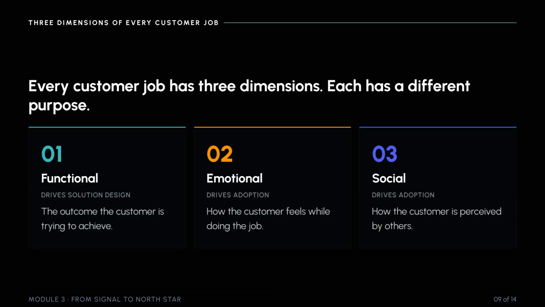Every customer job has 3 dimensions, and each has a different purpose. The functional dimension is what drives solution design, the outcome the customer is trying to achieve. The emotional dimension is how the customer feels while doing the job. This drives adoption. A synthesis tool that works but leaves users uncertain fails the emotional job. The social dimension is how the customer is perceived by others, which also drives adoption. For FeedLoop, functional is making confident decisions. Emotional is feeling confident presenting to stakeholders. Social is being seen as evidence-driven, not reactive. All three must be addressed.